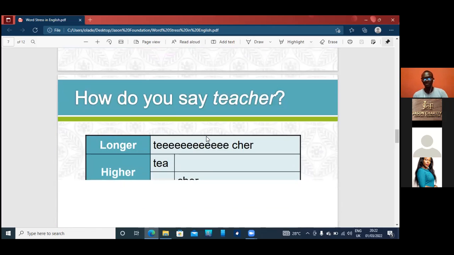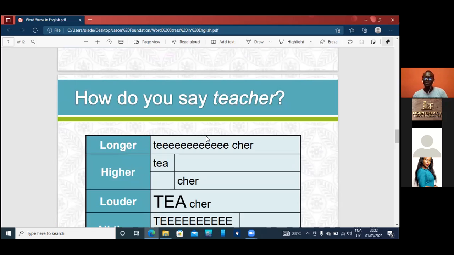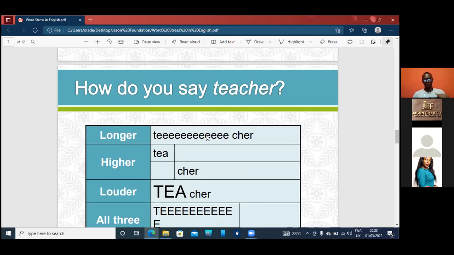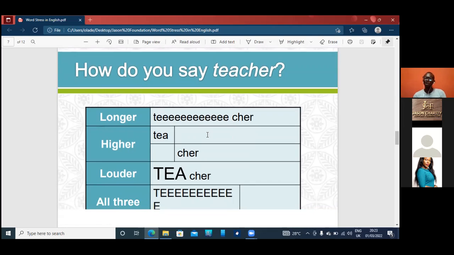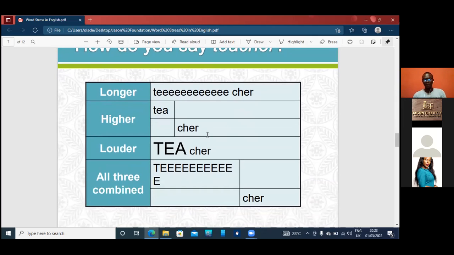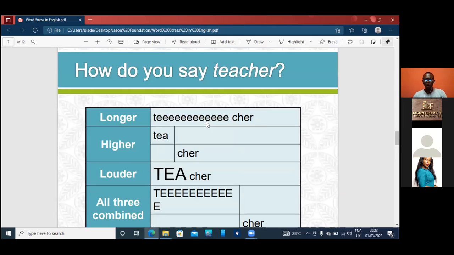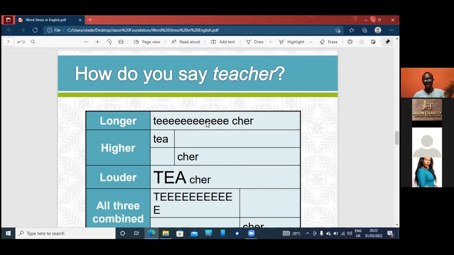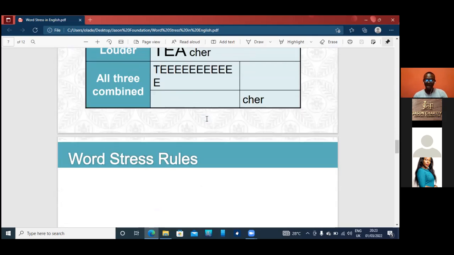All right, so how do you say this, for instance? Okay, so we say teacher. So it is longer. The first syllable is longer. And then the second syllable drops. The pitch would drop. Teacher, teacher. And then it is also louder. Teacher. Okay. Now, all three combined, you have teacher. So you know already that there are three things to consider: the length, the pitch, and then the loudness. The syllable that has the stress, the syllable that has the highest pitch and that is louder, has the stress.